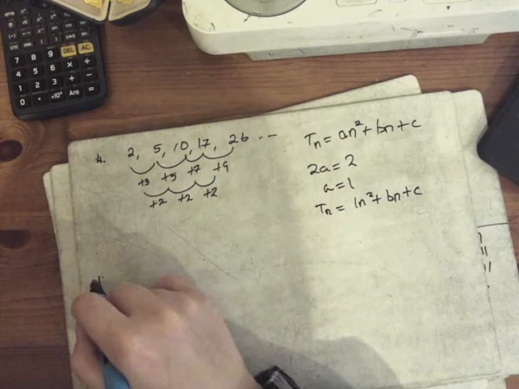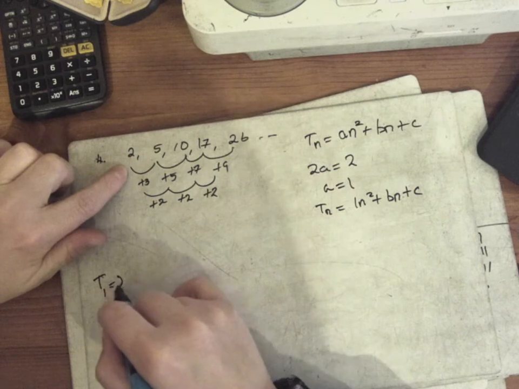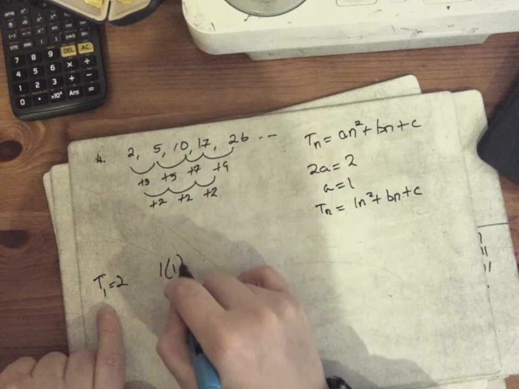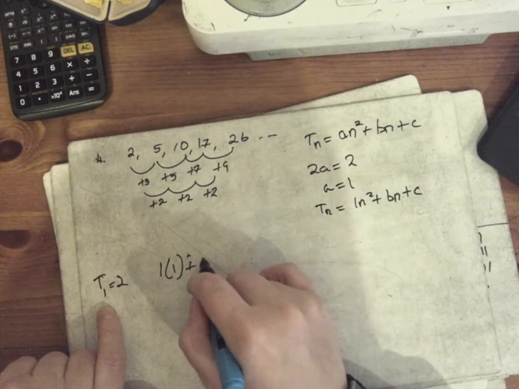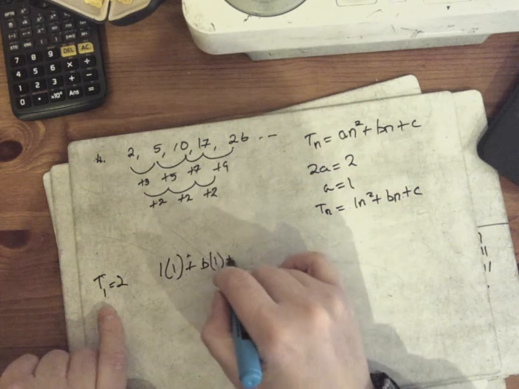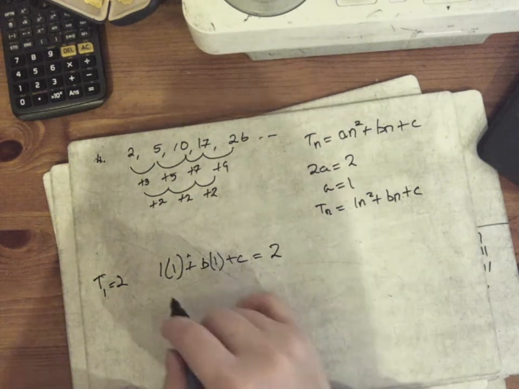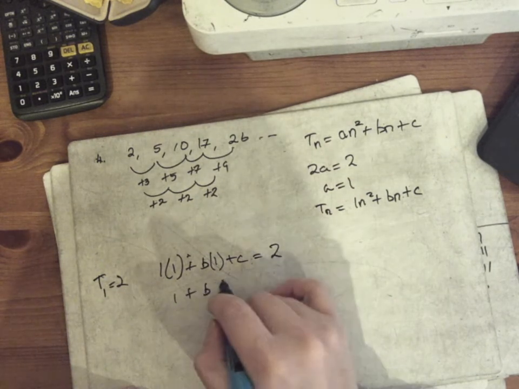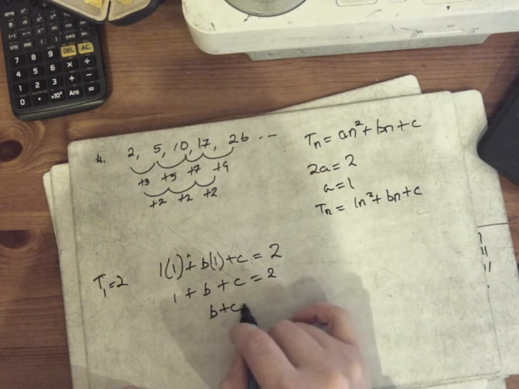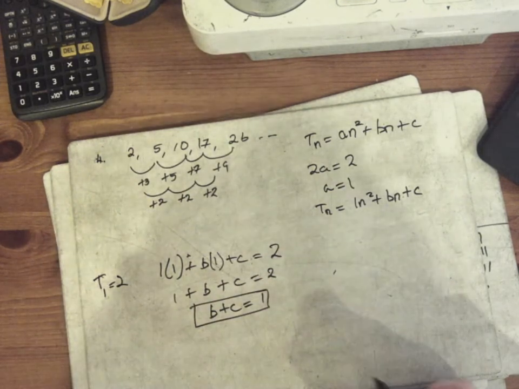So I take term number 1. Term number 1 in this case is 2. So the first term is 2. So everywhere I see an n, I put in a 1 because it's term number 1. But I know when I work all that out that the answer is going to be 2, because that's what term number 1 works out to be. So that's 1 plus b plus c equals 2. So b plus c equals 2 minus 1, which is 1. When you bring over the 1, it becomes minus 1.